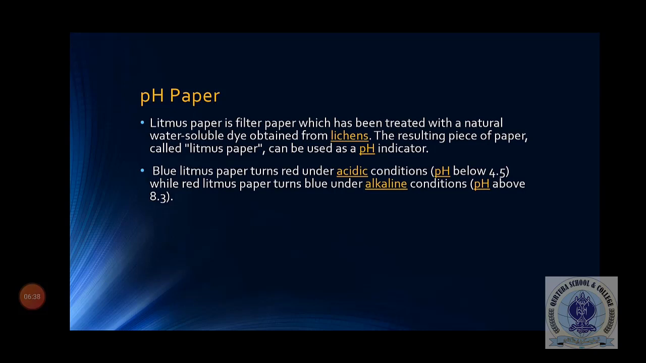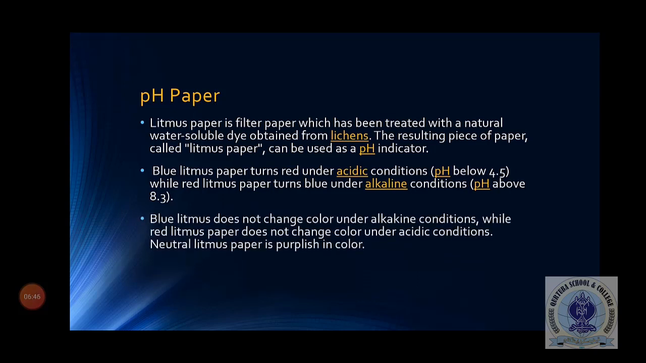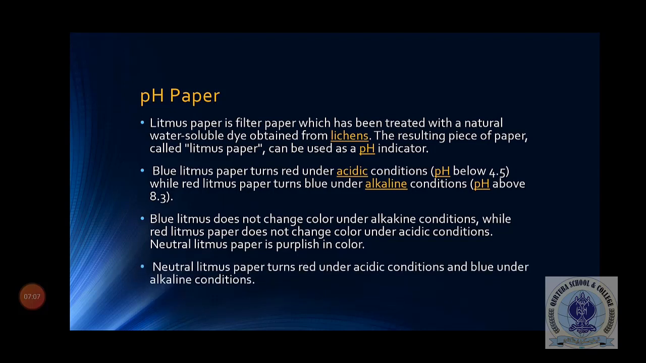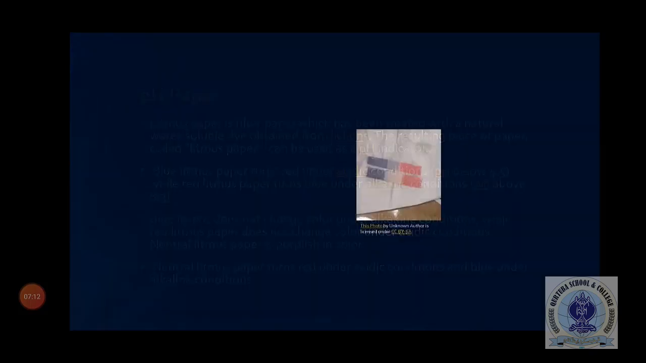Blue litmus paper turns red under acidic condition, while red litmus paper turns blue under alkaline condition. Remember, students, that blue litmus paper does not change color under alkaline condition because it changes color in acidic condition. Similarly, red litmus paper does not change color in acidic solution, and neutral litmus paper is purplish. I told you it could be yellowish or purplish in color. Neutral litmus paper turns red under acidic condition and blue under alkaline condition.